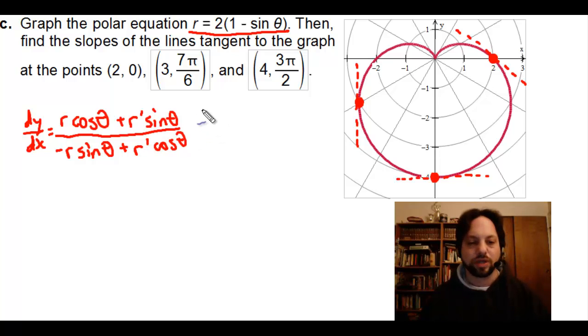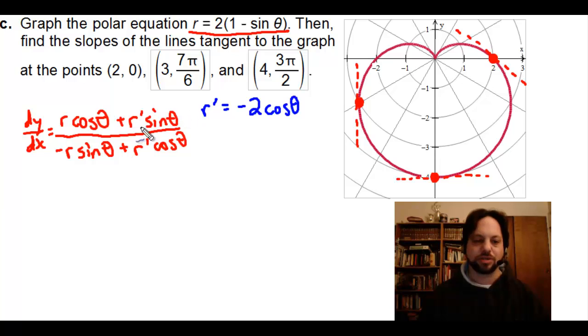So let me just really quick go ahead over here and define r prime. You can do this however you like. If you want to distribute the 2 and then differentiate, if you want to do a product rule, however you want to do it. I do get that r prime is actually going to be negative 2 cosine theta. So that's what I'm going to substitute into these r primes right here. So let's go ahead and see how this looks.